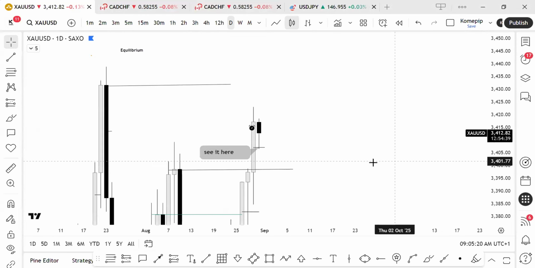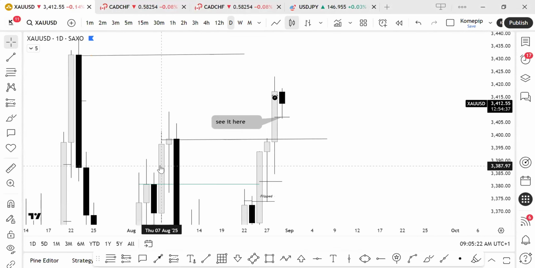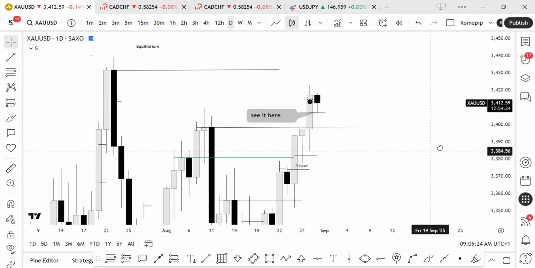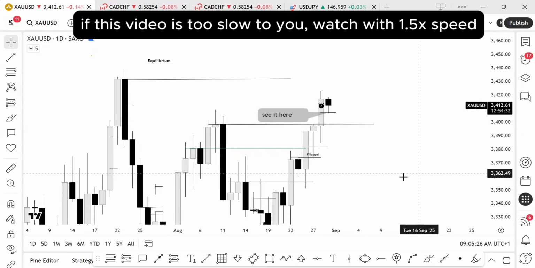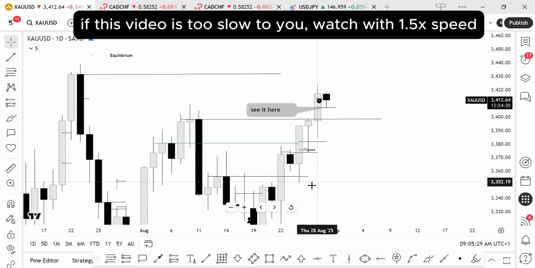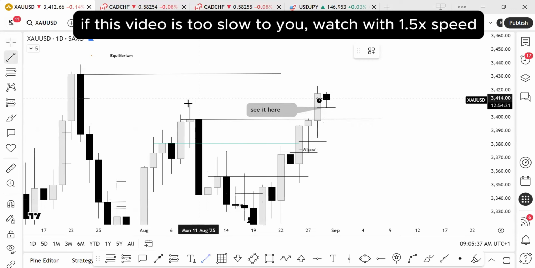Now let's break down the trade. First thing you do when you come to the chart is you come to the daily time frame and see what daily time frame is doing. So as you can see, this buy move started from here, and of course, this was supposed to be the target or a point of reaction.